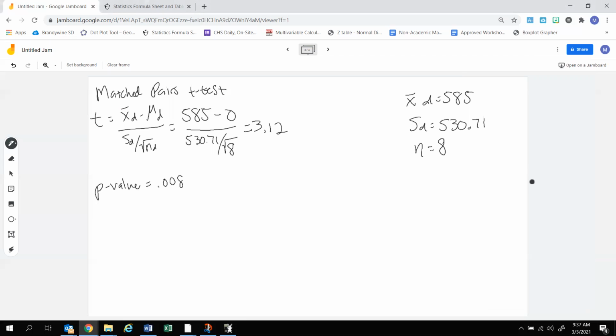Also, remember, whenever using a t-distribution, always indicate what your degrees of freedom are. So in this case, our degrees of freedom are 7. It's just the sample size minus 1. So really fast, here's what just happened.